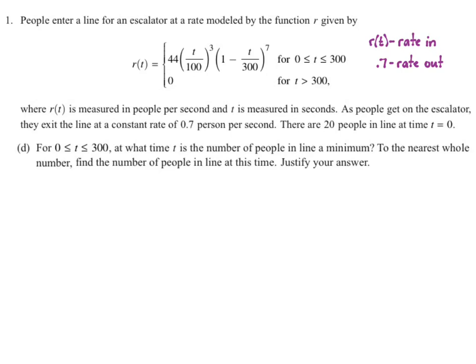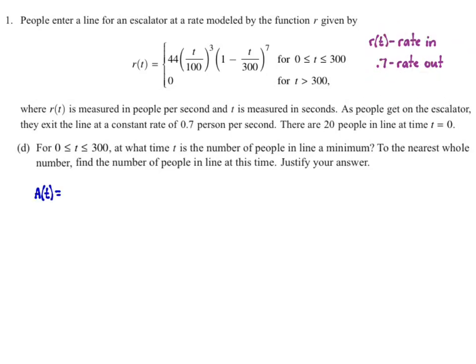For part D, it says for 0 to 300. So now we're back in the realm of dealing with r of t, this part of the equation, because we're looking from 0 to 300. At what time is the number of people in line a minimum? So we are looking for an absolute minimum here. Well, how do we find absolute minimum? We need to consider the overall rate. And because the rate is broken up into a rate in and a rate out, we need an overall rate.